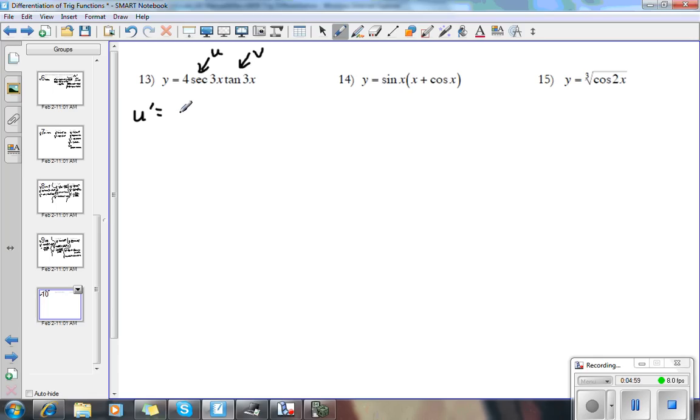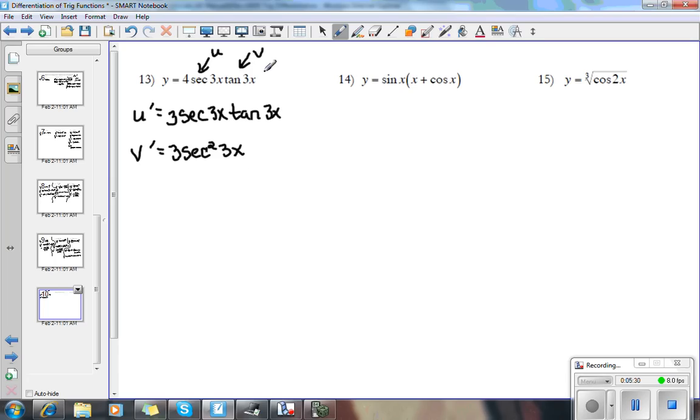So u prime is going to be the derivative of secant, which is secant times tangent. So it's going to be secant 3x tangent 3x times the derivative of what's inside, which is a 3. Derivative of 3x, so I have a 3. And v prime, the derivative of tangent, is just secant squared. So I'm going to have secant squared 3x times the derivative of what's inside, which is a 3.